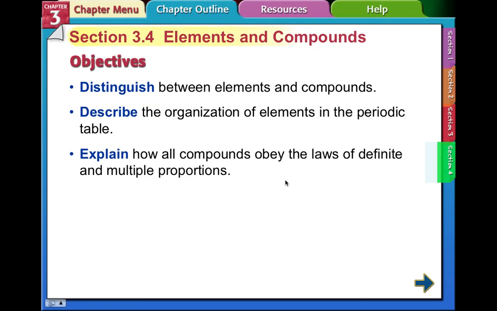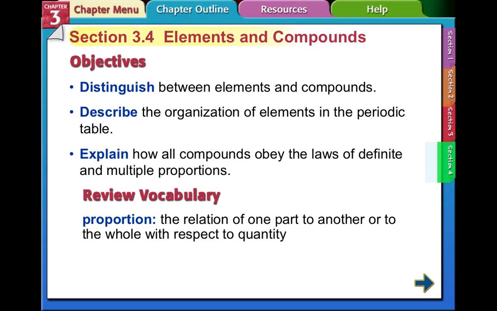Okay, here we go with section 4 of chapter 3. Chapter 3, remember, was on matter. Section 4, elements and compounds. Our objectives: distinguish between elements and compounds, describe the organization of elements in the periodic table, explain how all compounds obey the law of definite and multiple proportions.